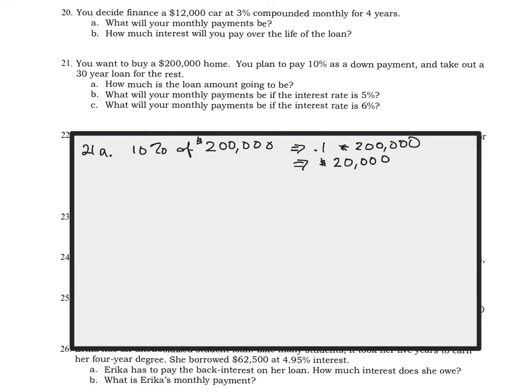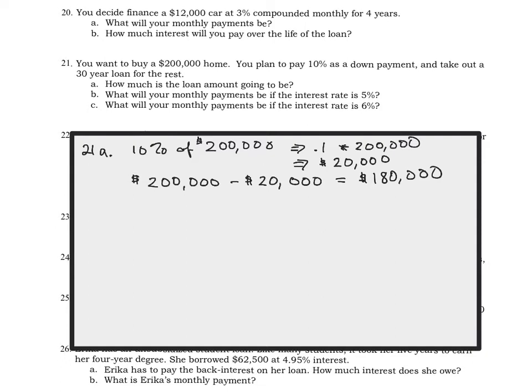So that is not how much the loan amount's going to be. That's how much the down payment is. So we write a check for this down payment among many other things when we buy a house. But as far as the loan amount, we would have to look at how much the house originally cost minus the down payment we made. And the remainder, the $180,000, is how much we would want to borrow.